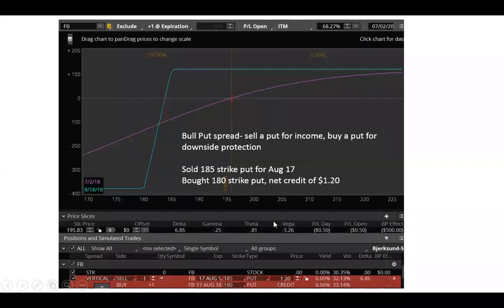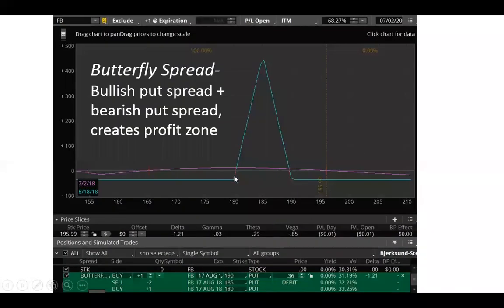So let's move along, though. Building on that concept, this lower half of this graph right here is the same trade I just showed you, but we've sold a bearish put spread on top of that to make a butterfly. And so the normal structure is 1, 2, and 1. We buy a put here, we sell 2 here, and we buy another one here. And so it makes this profit zone.